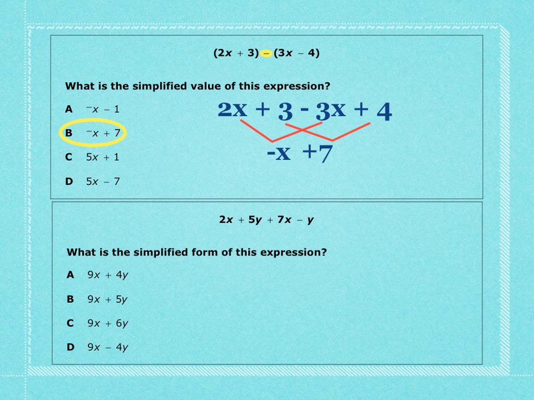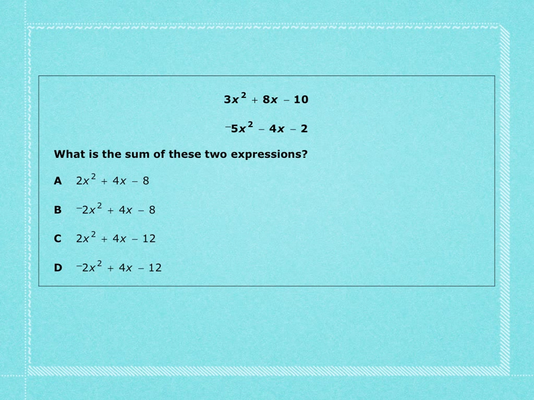This next example says, what is the simplified form of this expression? We have 2x plus 5y plus 7x minus y. I can combine my 2x and my positive 7x to give me a positive 9x. And I can combine my positive 5y minus the 1y, which will give me a positive 4y. So my answer is A.